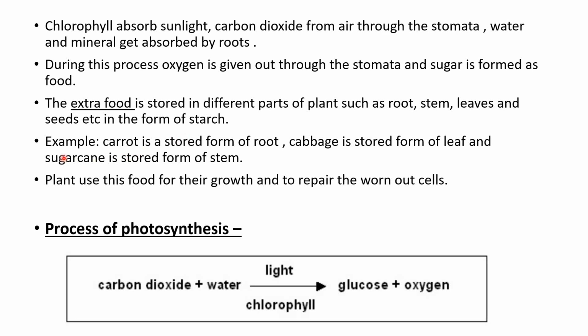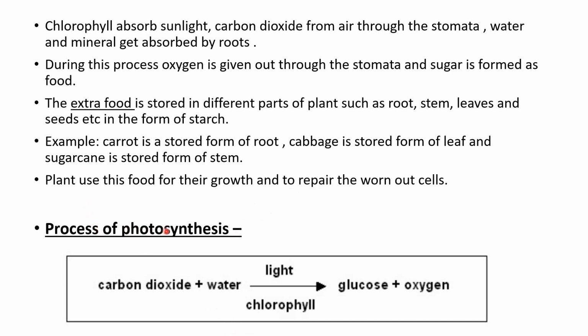Do you know what these stored foods are? Some examples: the carrot which we eat is a stored form of root. Cabbage is a stored form of leaf. Sugarcane is the stored form of stem. And you can count many other food items which you eat that are a stored part of the plant. So list such food items which you eat and which are a stored form of a plant part. The plant uses this food, as I already mentioned, for the growth and repair of worn out cells.